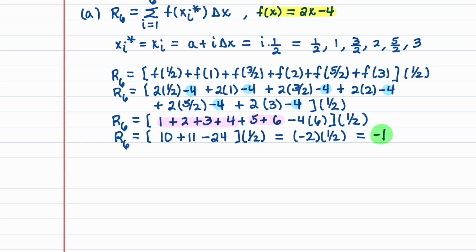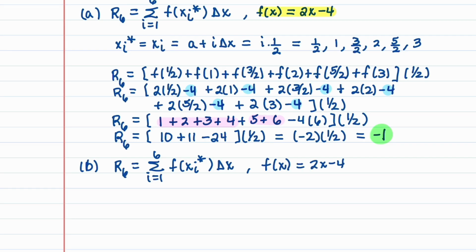Let's now do the same type of calculation, but now we are going to use left endpoints. Our formula is going to be the same. We have R sub 6 is equal to the sum, i is equal to 1 to 6, f of x sub i star, delta x. And our f of x is again 2x minus 4.